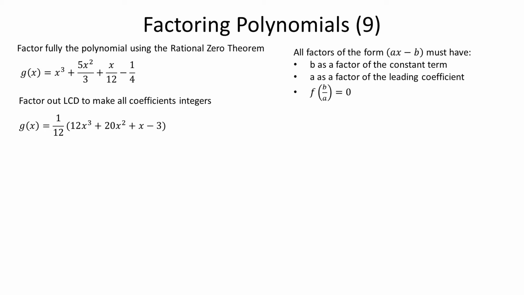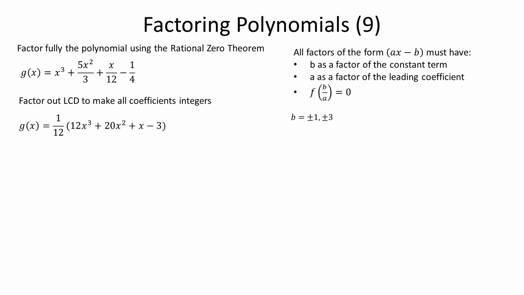To find a zero of g of x, we just have to test combinations of b over a by plugging values into g of x and comparing the function values to 0. b can be any of the factors of our constant term, negative 3, so that could be positive or negative 1, or positive or negative 3. Remember to include the negative of each factor. For example, negative 3 could be the product of negative 1 and 3.